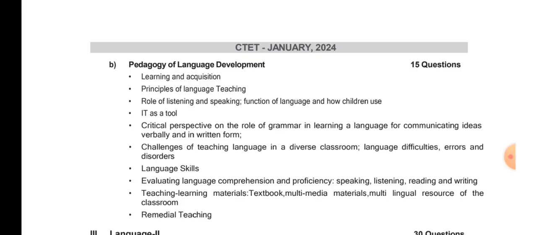Now, IT as a tool. You need to keep in mind how information technology is helping us in the present scenario in the process of teaching and learning. Computer basics are important, my dear friends. You cannot skip it. You cannot say, oh, I am old, I have a big family, I do not have a laptop, I've never touched a computer.